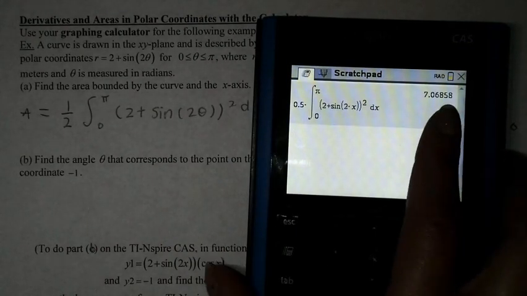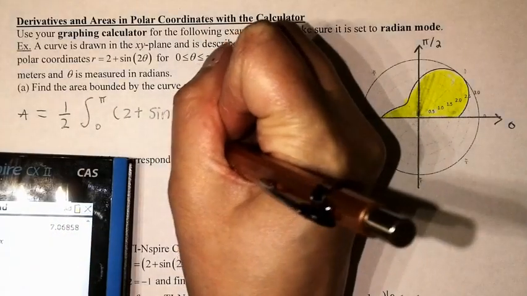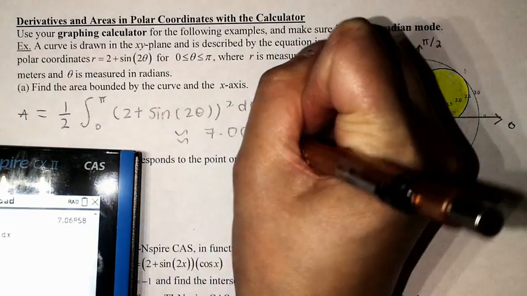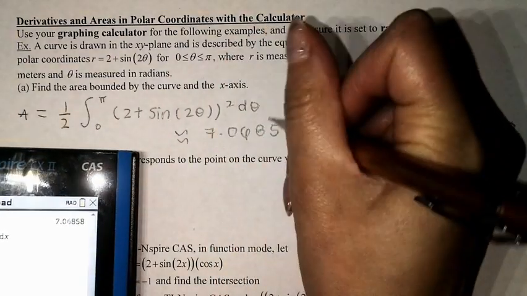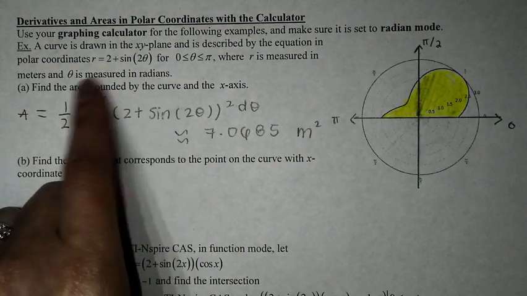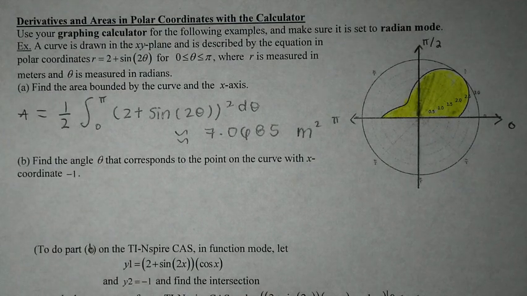Hit enter, it gives you the value, which is beautiful. So you know that this is going to be roughly 7.0685, and please note that it's going to be meters squared. Why meters squared? They are giving you the units here. So that's going to be your area. Isn't that nice? Okay, so let's move on to B.